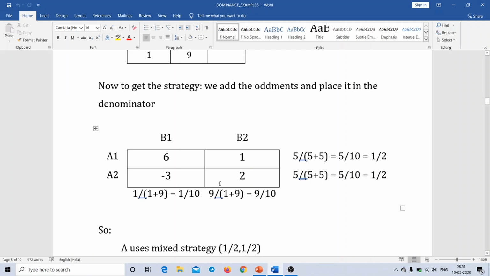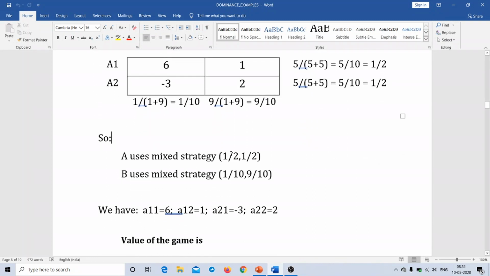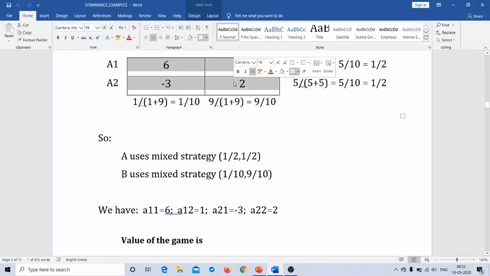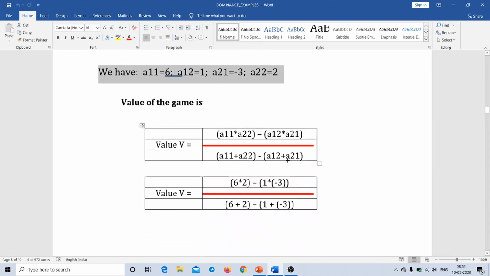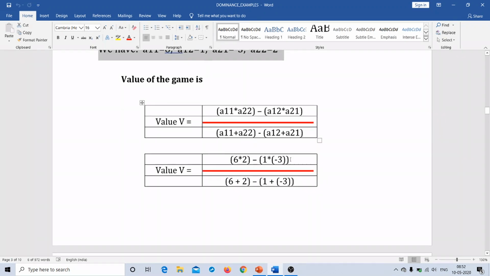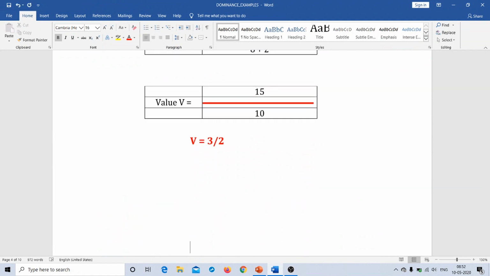This is nothing new. It is the procedure that we have adopted in the arithmetic method. And then I draw the conclusion that player A uses a mixed strategy of 1 by 2, 1 by 2, and player B uses a mixed strategy of 1 by 10, 9 by 10. And I have these four values: A11, A12, A21, and A22. So these are the values. And then I substitute these values in the formula that you are already aware of to find out the value of the game. And the value of the game for this particular matrix is actually 3 by 2.